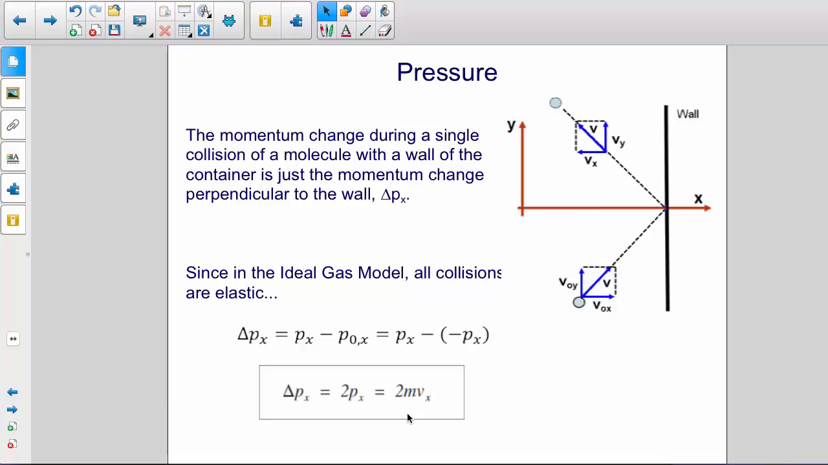This is just the momentum change perpendicular to the wall, as can be seen in the figure to the right. Now, since in the ideal gas model all collisions are elastic, it follows that the perpendicular component of the momentum only changes in sign, not in magnitude. And as a consequence, the change in momentum in that perpendicular direction is just twice the magnitude of the momentum perpendicular to the wall, or 2 times m times the magnitude of the velocity perpendicular to the wall.